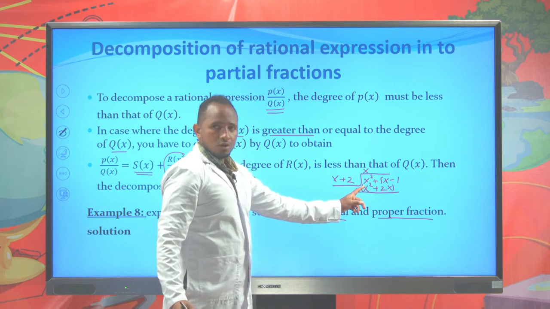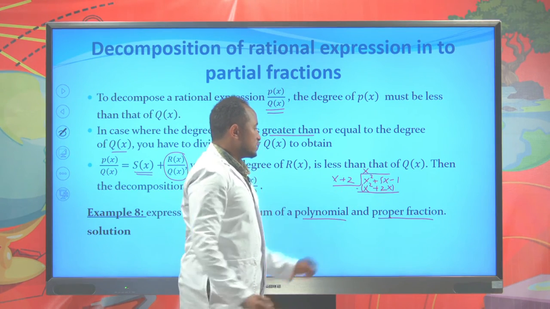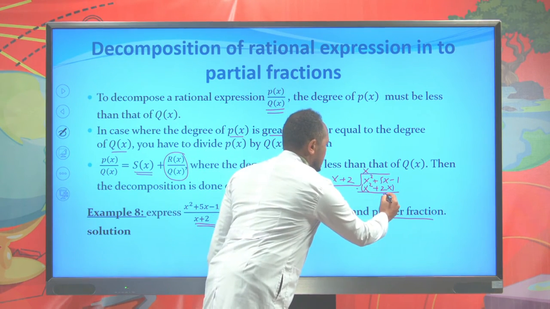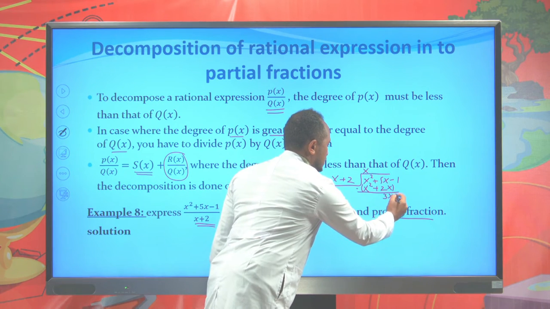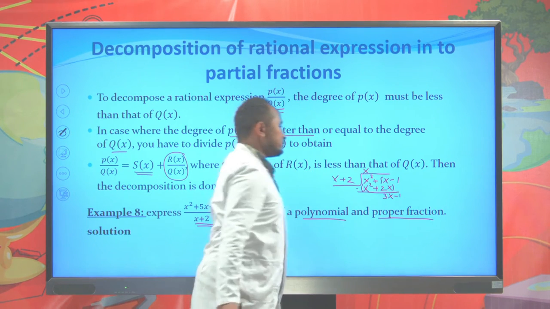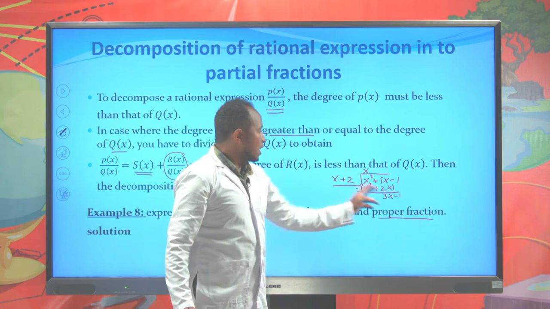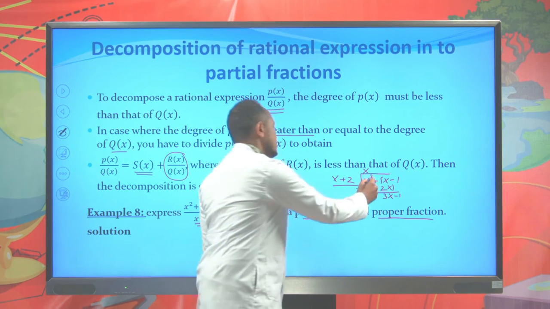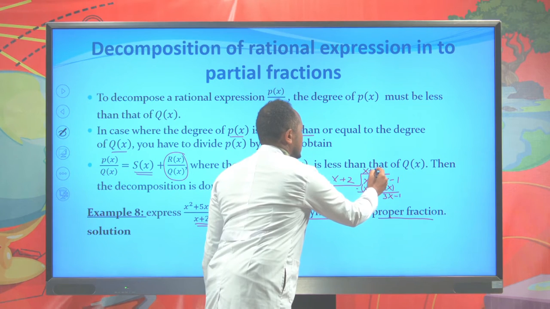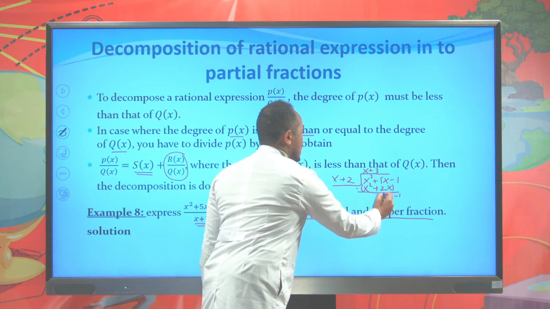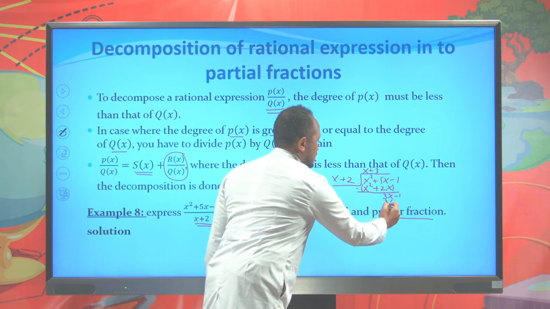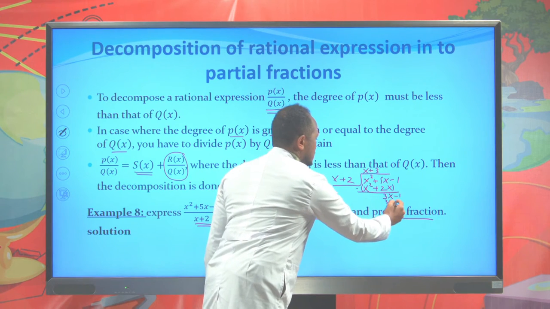x squared minus x squared is 0. 5x minus 2x is 3x. 3x minus 1 we have there. 3x divided by x is positive 3. So 3 times x is 3x, 3 times 2 is positive 6.